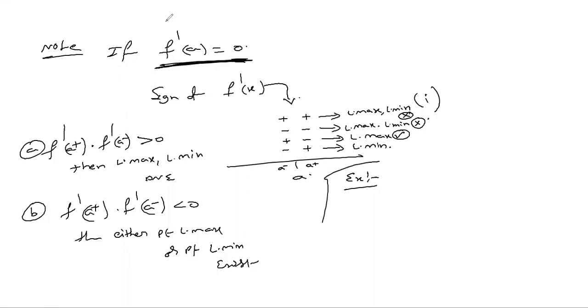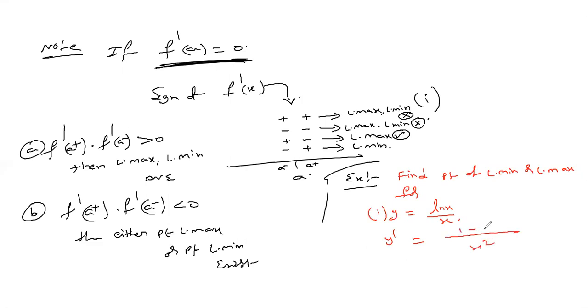Consider one example problem. Find the point of local minima or local maxima for the function y equals ln x divided by x. First, we need to identify y'. Denominator x squared, numerator 1 minus ln x. You can understand the u by v formula.